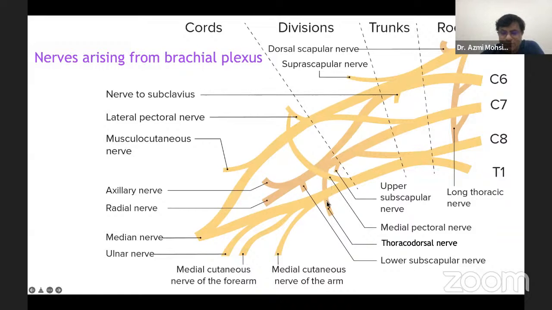But then down below is the thoracodorsal nerve. This will have root numbers from the middle three segments, C6, 7, and 8. That's the root numbers for the thoracodorsal nerve. And then it continues down as the radial nerve. The continuation of the posterior cord is actually called the radial nerve.